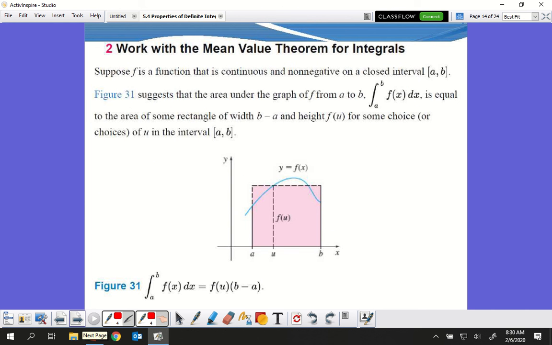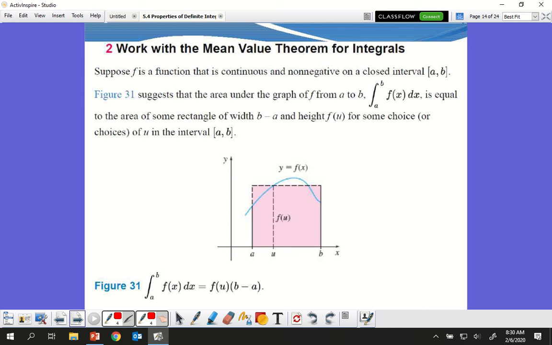So, suppose a function that is continuous and non-negative on a closed interval from a to b. That figure suggests that the area in the graph from a to b is equal to the area of some rectangle with base a to b and the height of f of u, for some choice or choices of u in the interval from a to b.